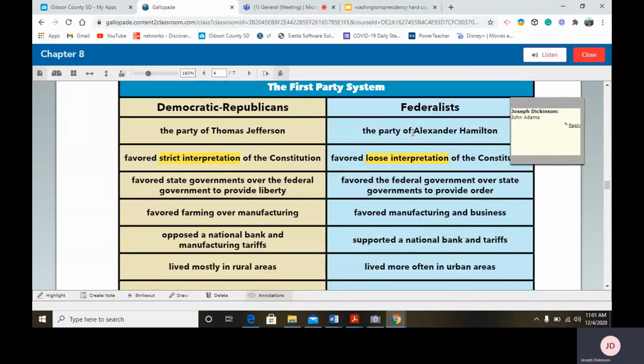Democratic Republicans, strict interpretation of the Constitution. What it says is what it says. Federalists, a loose interpretation, meaning they bend it to their will. Democratic Republicans, state governments over federal. I would highlight that, just to drive it back home. And then the Federalists favor the federal government. They want the federal government to have more power over state government.